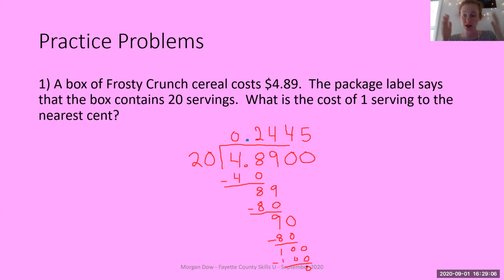We took the total cost, we cut it up into the number of servings. But this is cost we're talking about, right? So we don't want that many decimal places. We want to round to the nearest cent. So 0.2445 to the nearest cent. What is that going to be? It's going to be 24 cents. So this cereal is about 24 cents per serving.